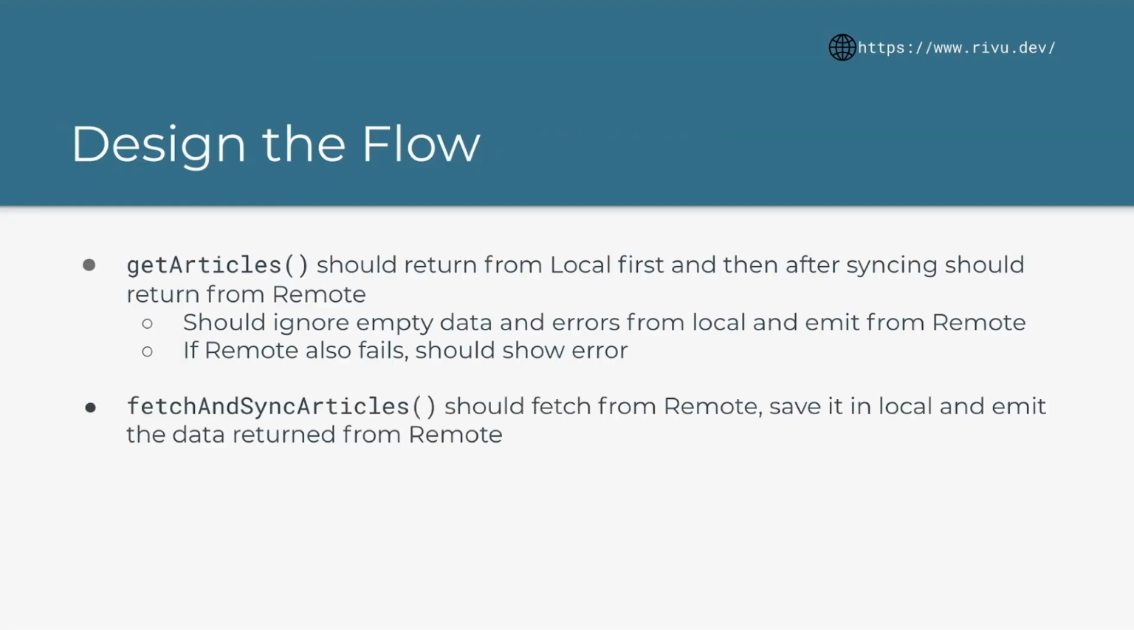Now fetch and sync articles, what it should do. So it should fetch from remote API, fetch all data. It should save this in the local DB and then emit the data returned from remote. Yeah, that's what fetch and sync articles should do.